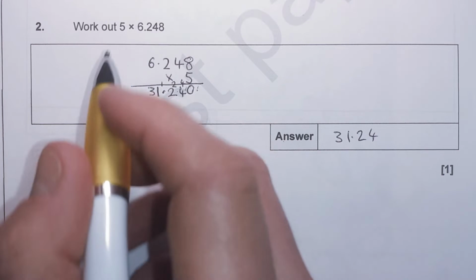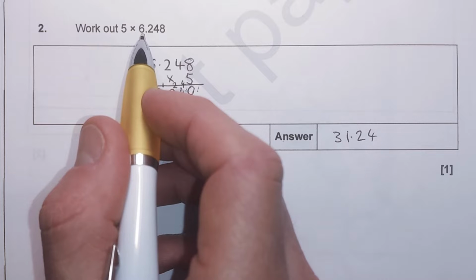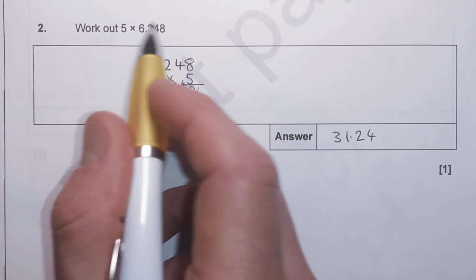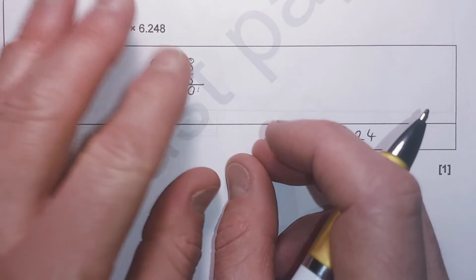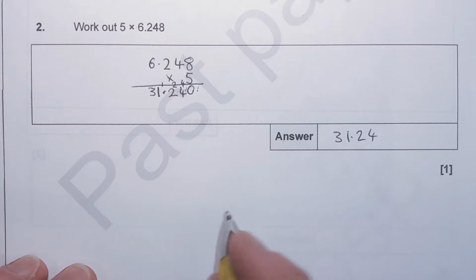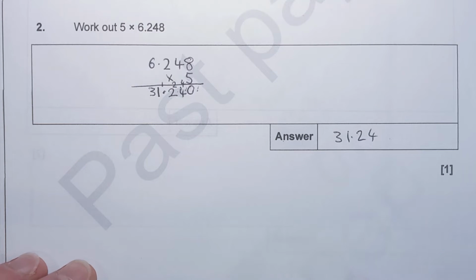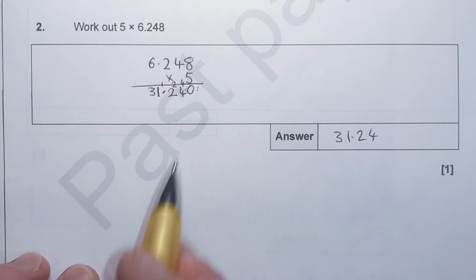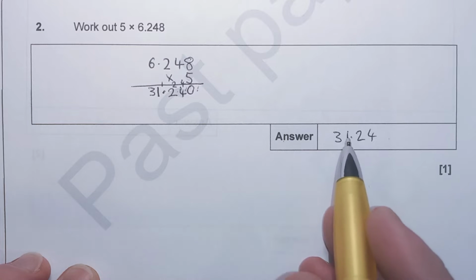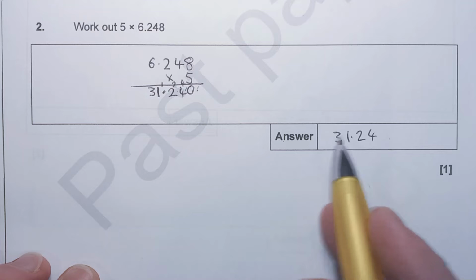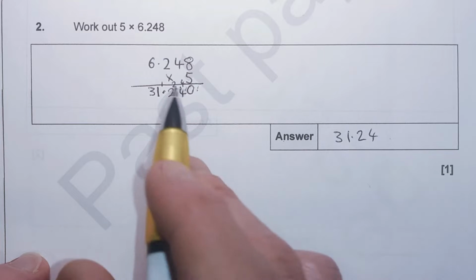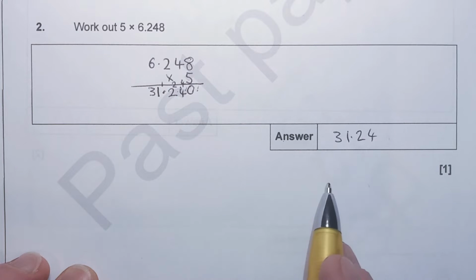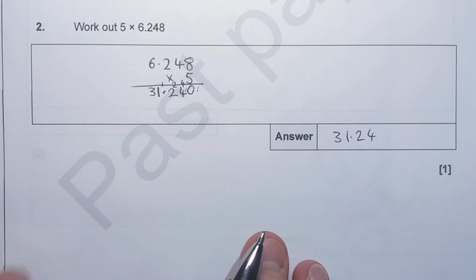Now, I said about doing a check. What we can do is say, well, 6.248 is close to 6. So if we did 5 times 6, we'd have 6, 12, 18, 24, 30. So we'd expect an answer close-ish to 30, and it's 31.24. So it looks sensible. If we had put the decimal point in the wrong place, then our check would highlight that straight away, because we'd either end up with 3 point something, which would obviously be too small, or 312 something, which again would look too big. So it's nice to do a little bit of quick rounding, check the answer looks reasonable, and then we can move on.